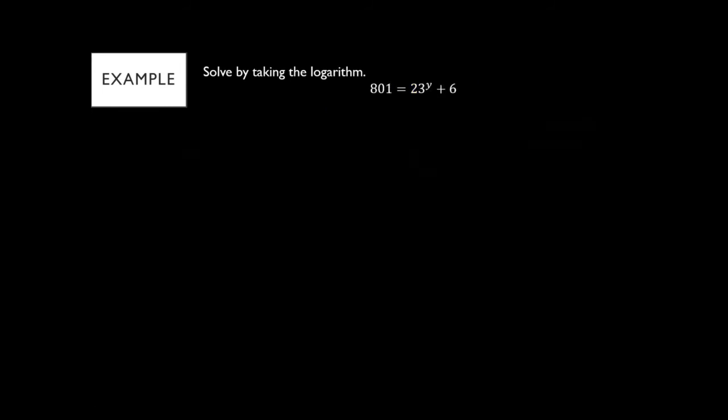So we're really going to be getting into all the different things you can see when you're solving and then having to take the logarithm. So first step is always to isolate the exponential part. So we want to get the 23 to the y by itself, which means that we need to subtract 6 from both sides. So that will give me 795 equals 23 to the y.